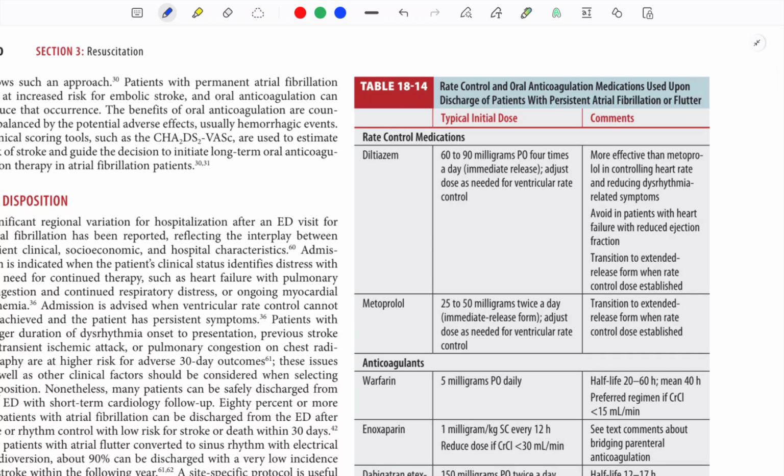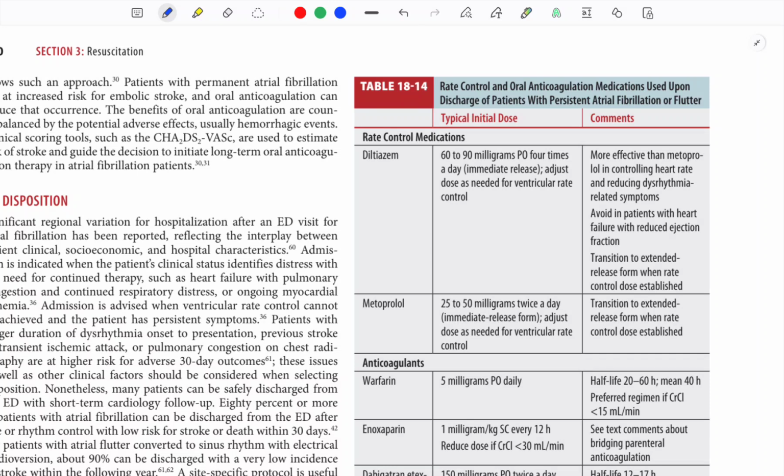What are the different rate control and oral anticoagulation medications which are used to discharge the patient with persistent atrial fibrillation or flutter? First is diltiazem. It is 60 to 90 milligram oral 4 times a day. It is more effective than metoprolol in controlling heart rate. Avoid in patients with heart failure and reduced ejection fraction. Do not give calcium channel blocker to patients with reduced ejection fraction. Transition to extended release when you know the total dose required.